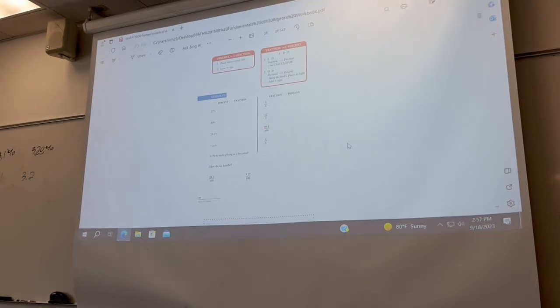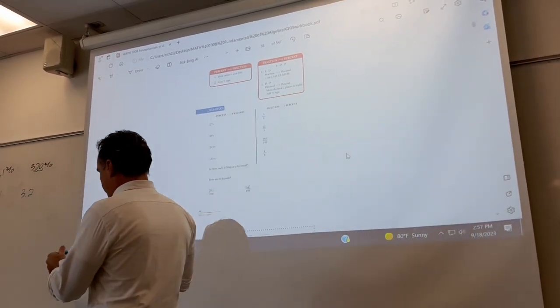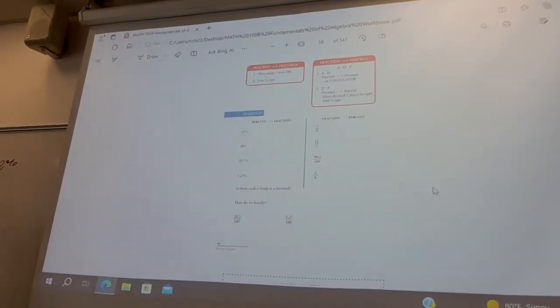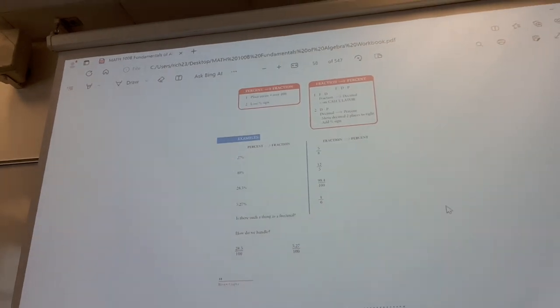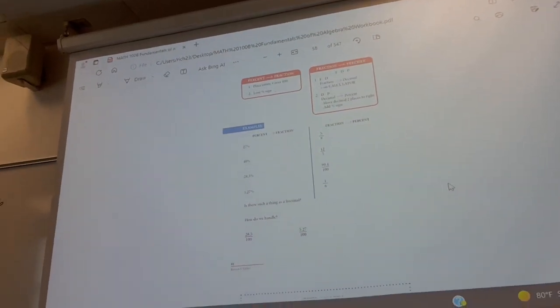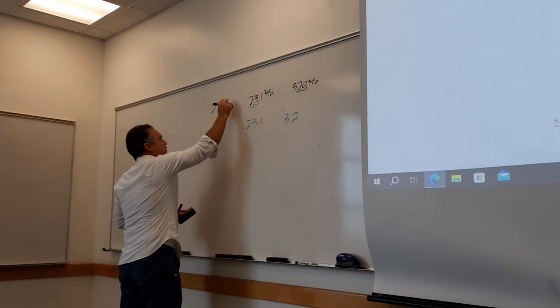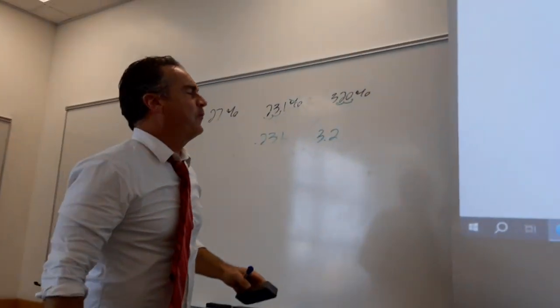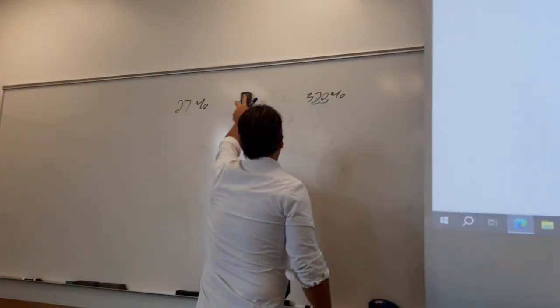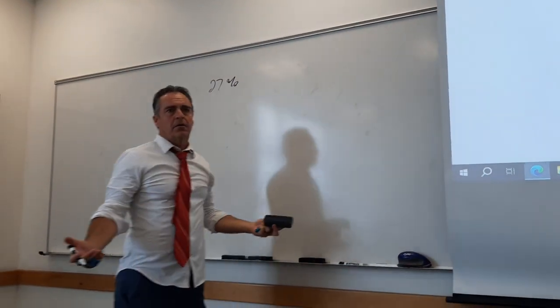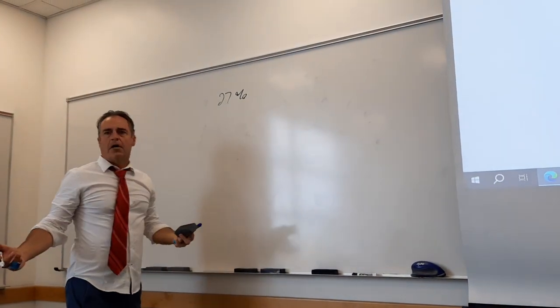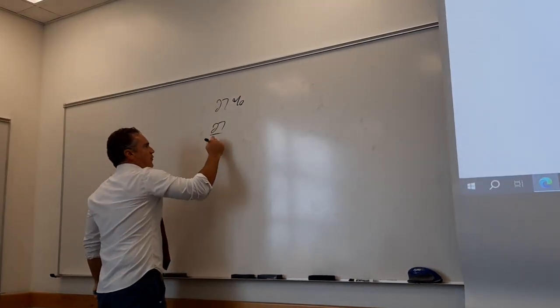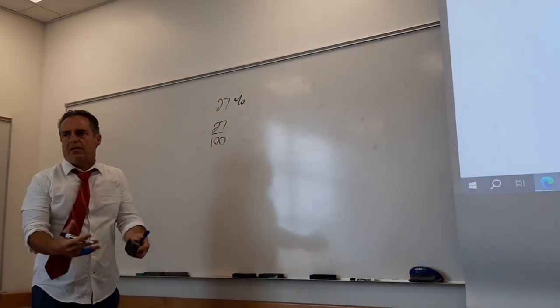Decimal to a fraction, percent to a fraction. 27%. Again, here we go. 27%. And I want this to become a fraction. All right? Well, what does percent mean? Divided by what? 100. So this is 27 over 100. Done. The percent is now a fraction.